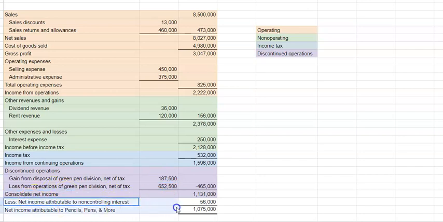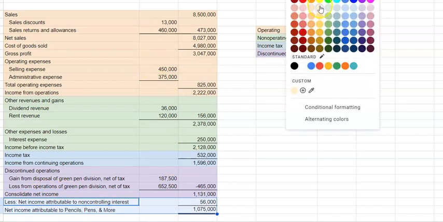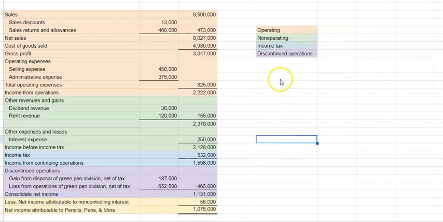And then our last section is the non-controlling interest section. Yellow's kind of close. I guess we are going to do yellow. Let's see, non-controlling interest.